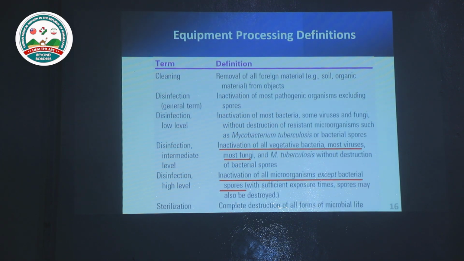Intermediate level disinfection means this method can inactivate all bacteria, most viruses and most fungi. High-level disinfection can inactivate all microorganisms except bacterial spores. And sterilization can completely kill bacterial spores.